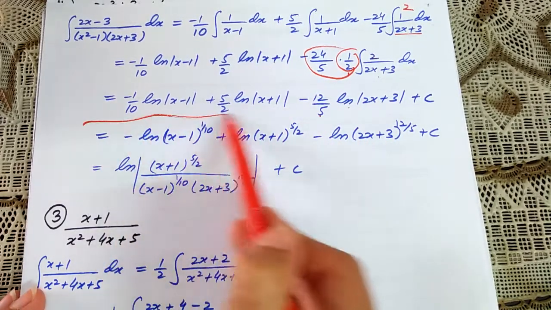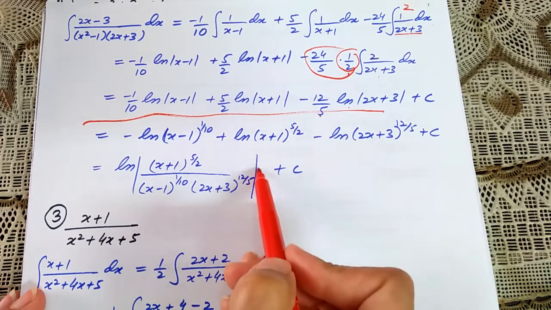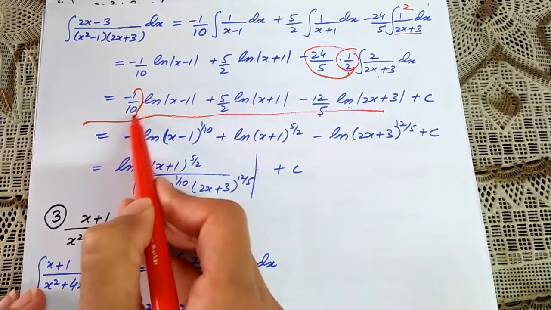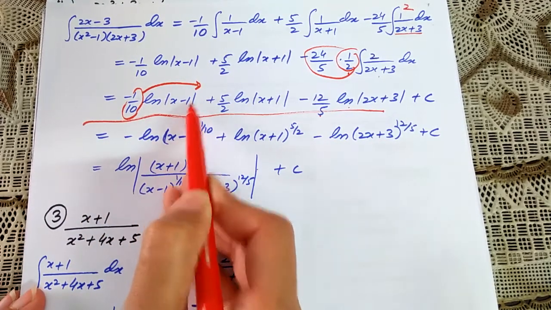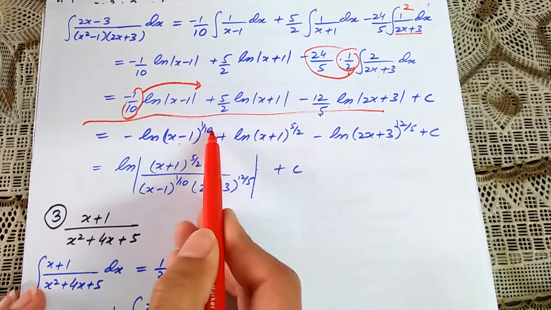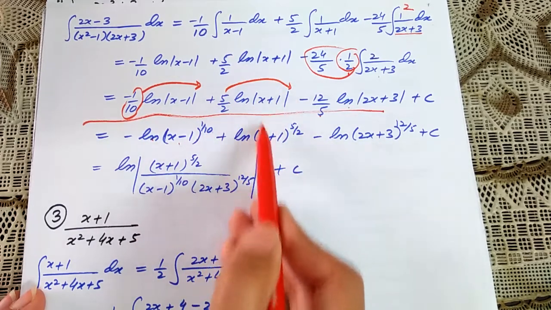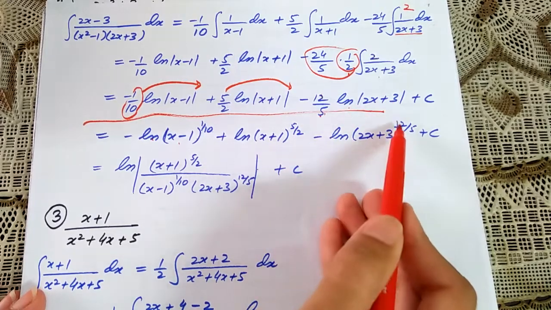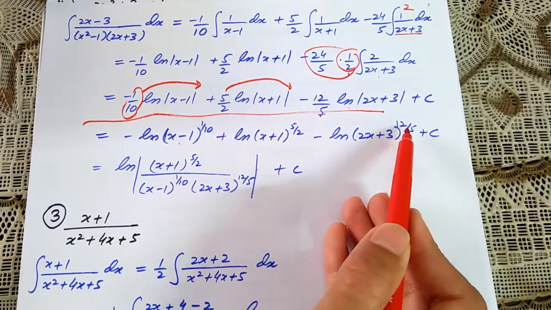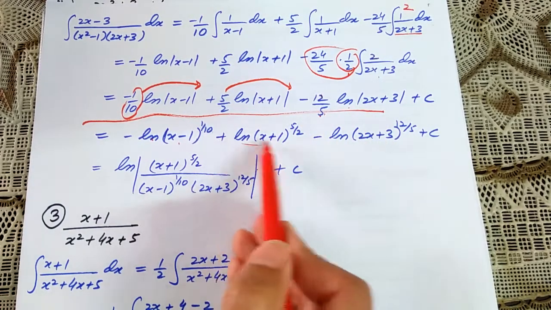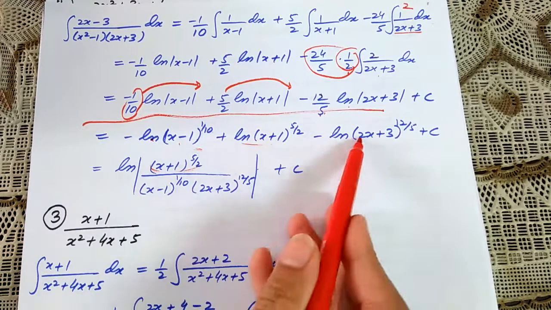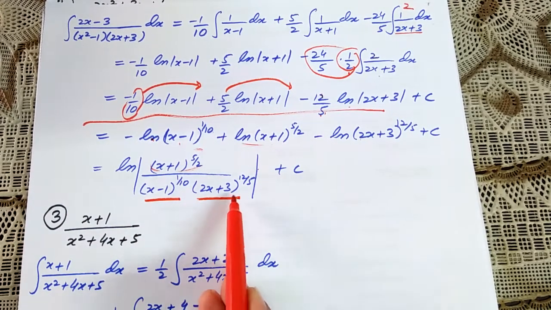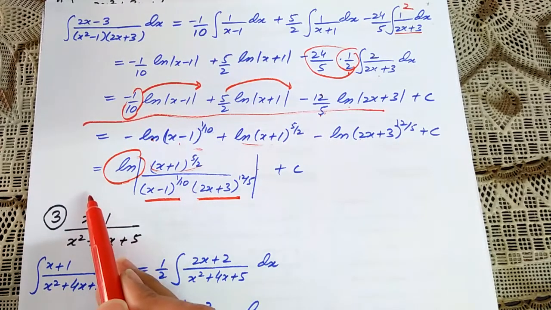We can leave our answer here, or we can further simplify it, as this coefficient can be made a power, like ln x minus 1 power 1 by 10. This coefficient will be its power, ln x plus 1 power 5 by 2, and this coefficient, 12 by 5, will become its power. Now the positive terms will be in the numerator and the negative terms will be written in the denominator, with one natural log function, plus c.